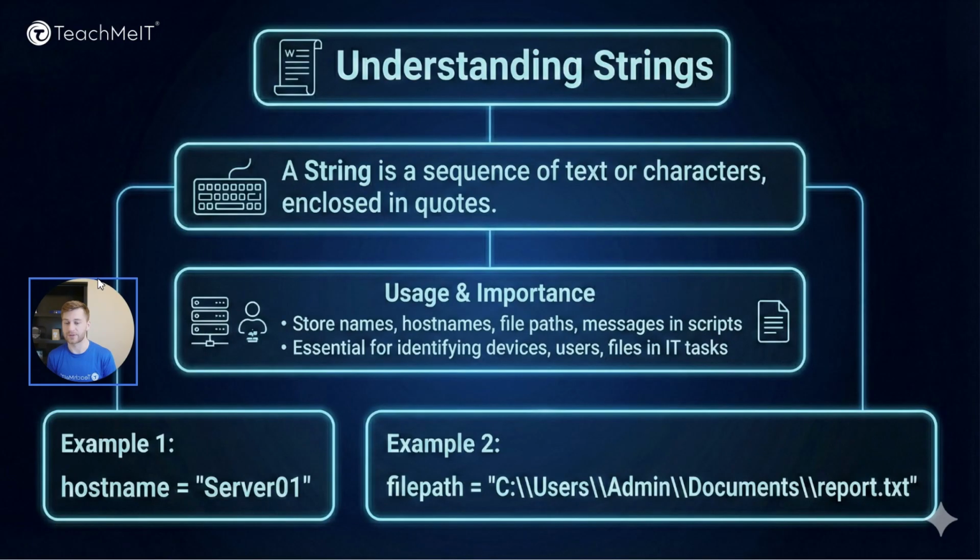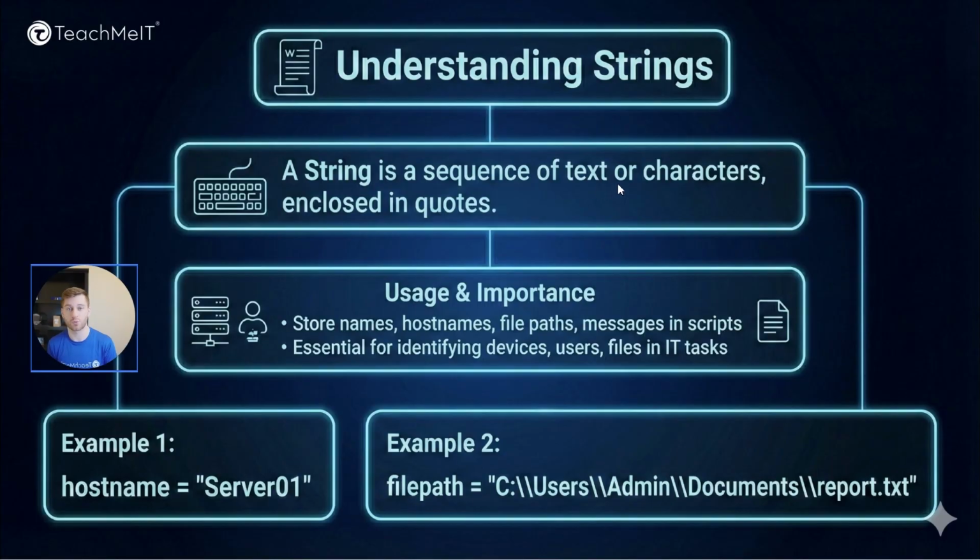Next up is strings. Strings are a sequence of any text or characters enclosed in quotes. These are used for storing names, host names, file paths, messages, things like that in scripts or in programming. They're also essential for identifying devices, users, files, and IT related tasks. For example, you could think of host name equals this is the string within the quotes. File path equals string. This here is the string. So it's relatively simple. It's essentially just text or characters within quotes.